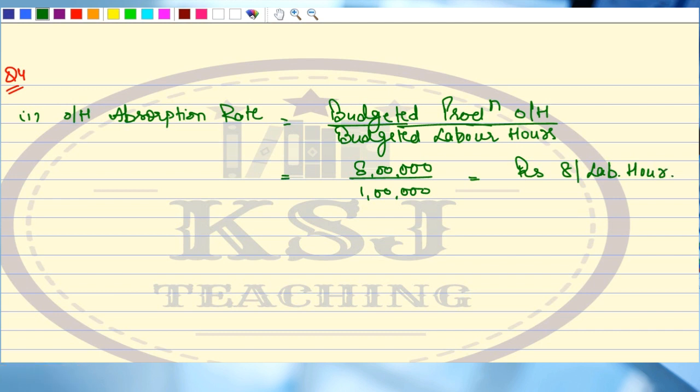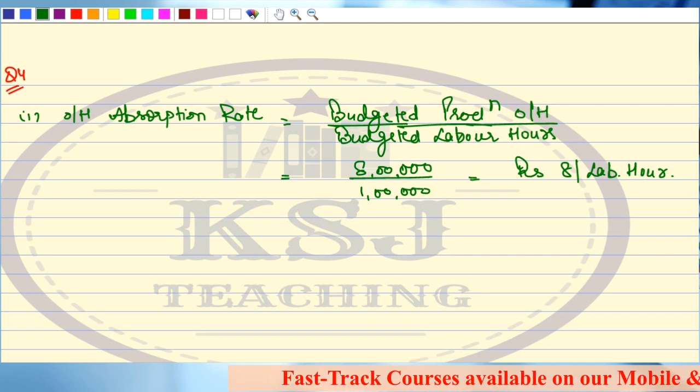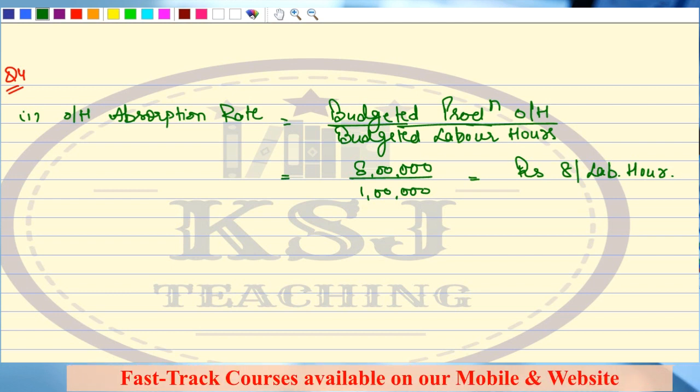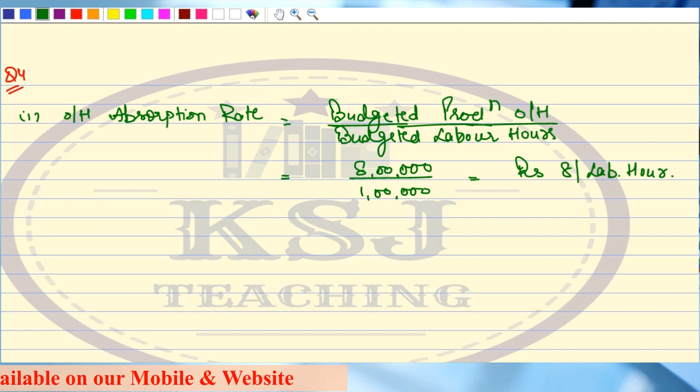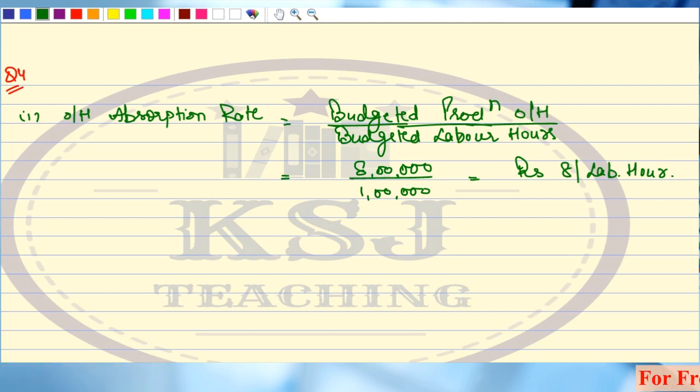Any doubt in this thing? We have already discussed how to calculate the overhead absorption rate. We discussed the different methods. Under those methods, one was the total labor hour method. I think it was the 5th method that we discussed, right? So on that basis, it is given that the budgeted production overheads is 8 lakh and the budgeted labor hours are 1 lakh. So we calculated the overhead absorption rate as rupees 8 per hour.